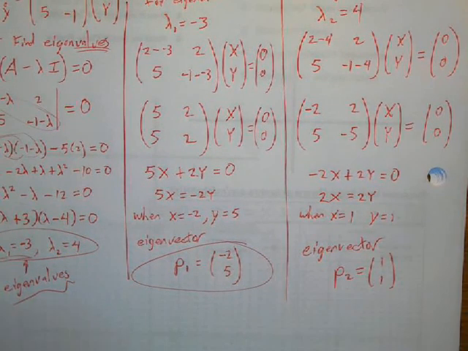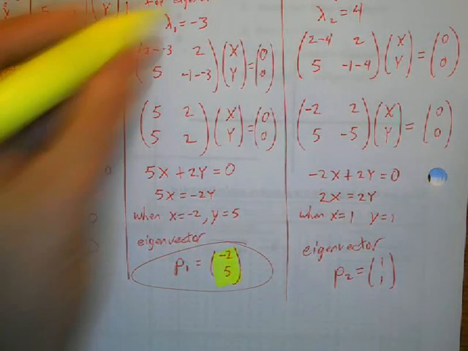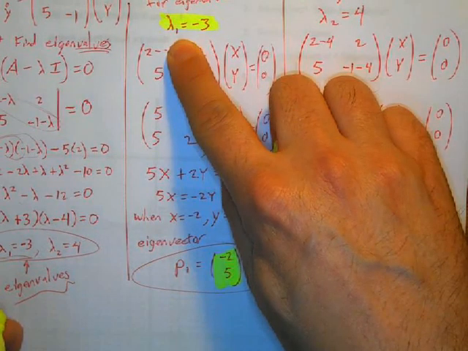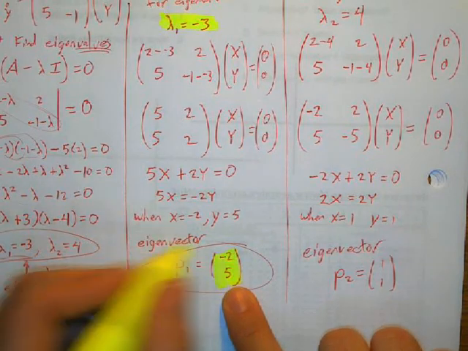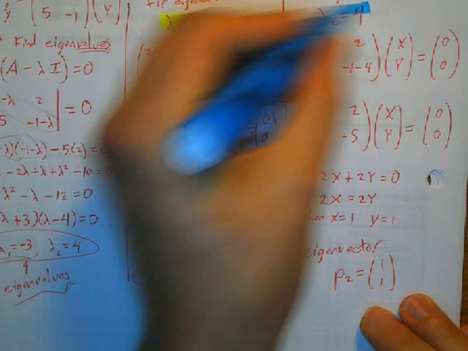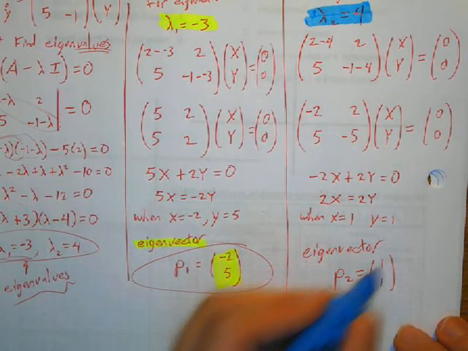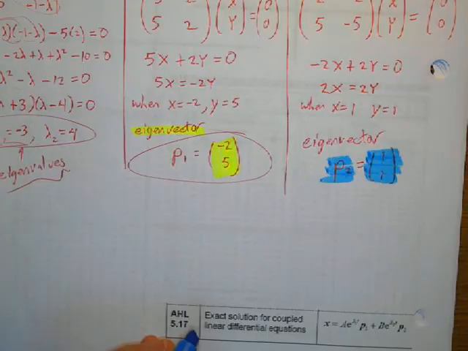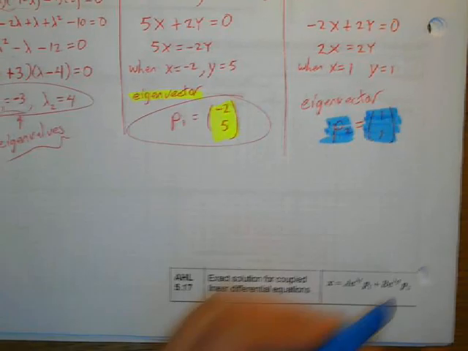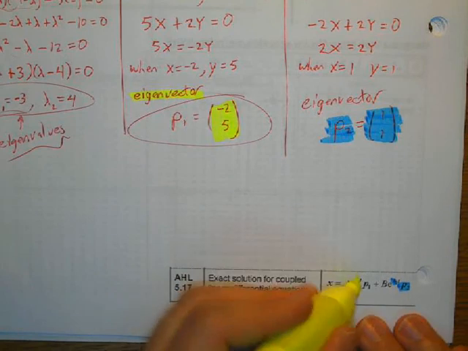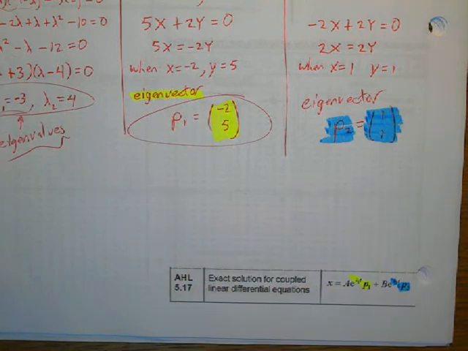So I'm going to just do some color coding here. So when the eigenvalue is negative 3, my eigenvector is that. And with the eigenvalue 4, I'm going to have an eigenvector of 1, 1. Okay, so using this relationship that we have down here, I'm going to replace the lambda 1 and the lambda 2 and the p1 and p2.